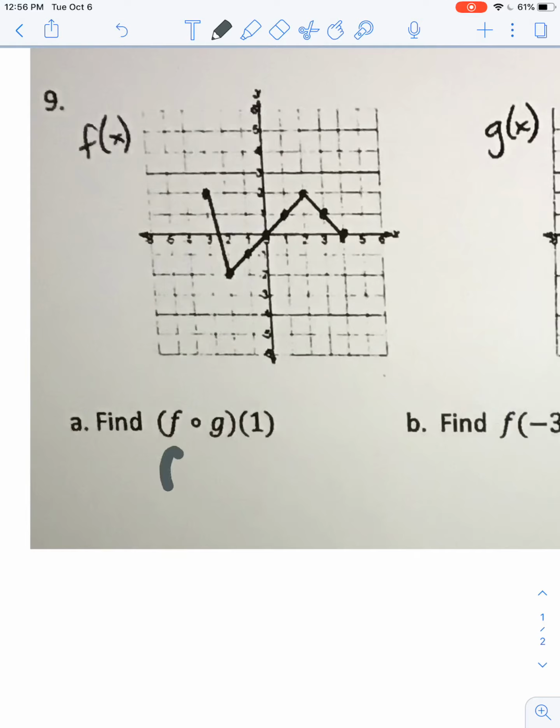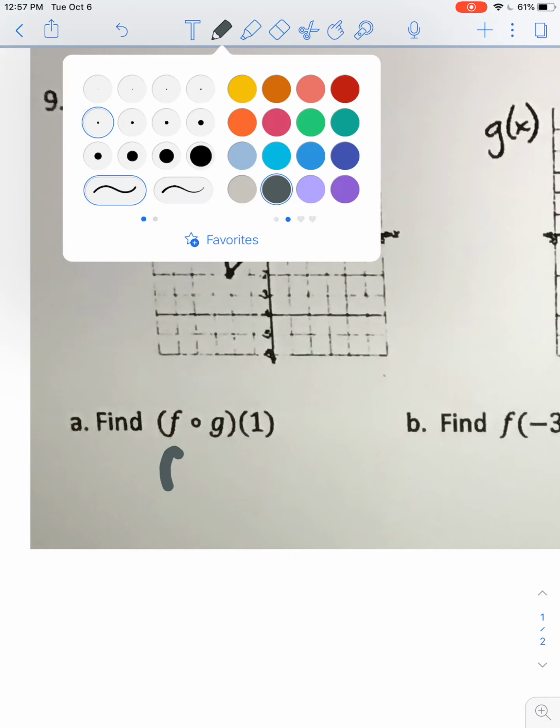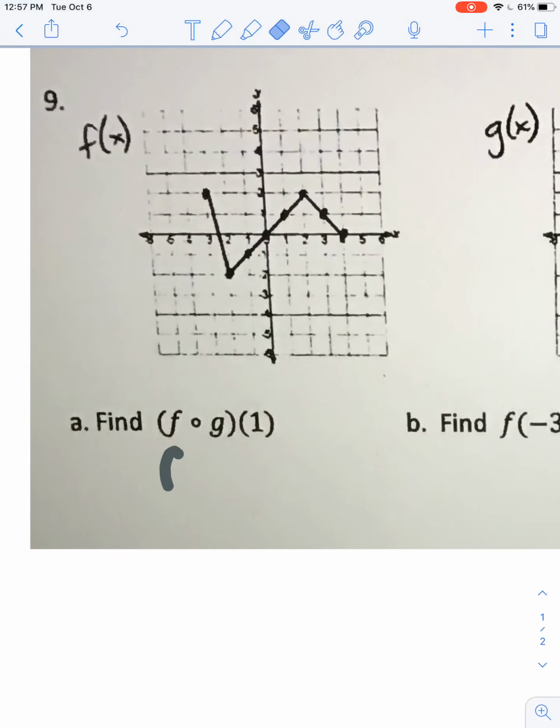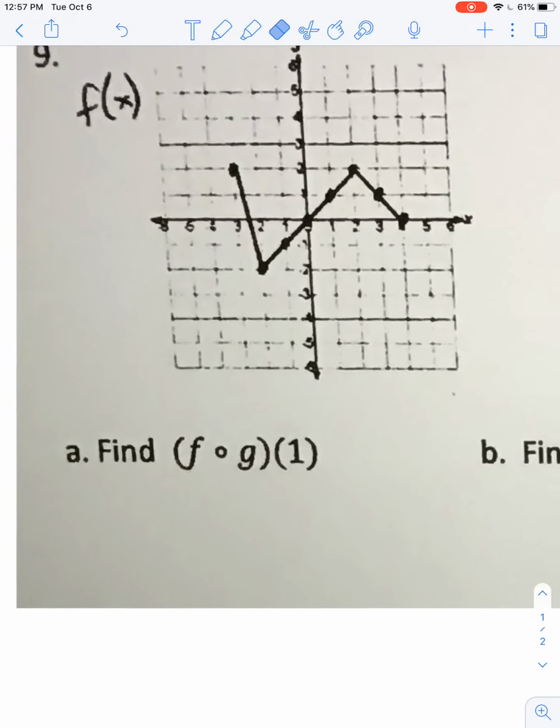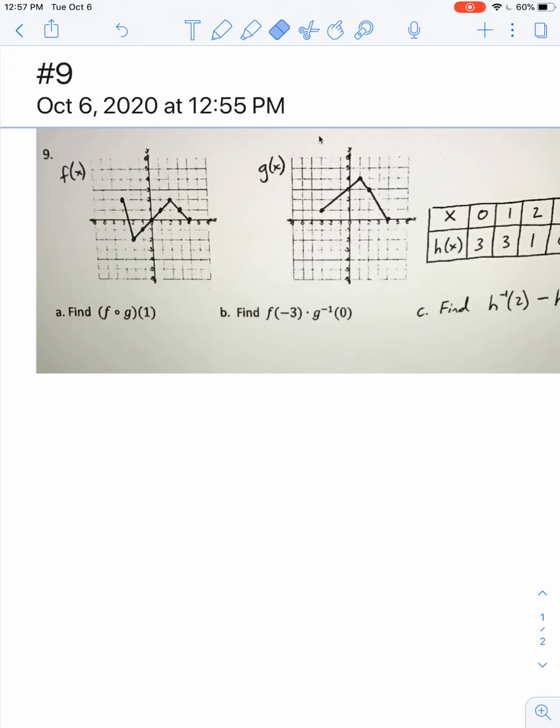So I would write this as, oh shoot, I gotta change my font here. Make it a little smaller. Okay. All right, I zoomed in, so it's kind of hard to see. So I would write this as F of G of 1. So anytime I see that composite notation with that little circle, I would write it like this, just from left to right. And now I have to find G of 1 on the inside here.